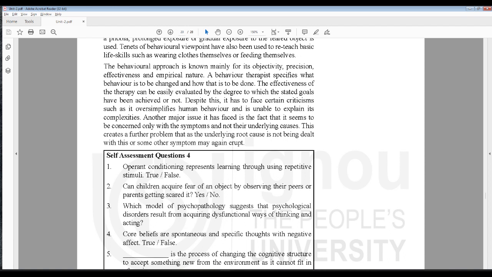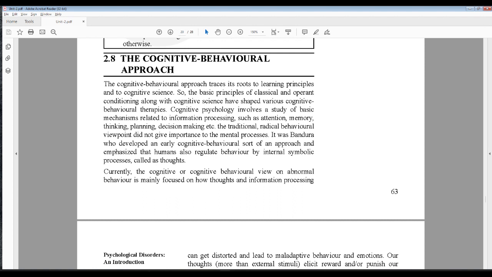This creates a further problem: as the underlying root cause is not being dealt with, this or some other symptom may again erupt. 2.8 The cognitive behavioral approach. The cognitive behavioral approach traces its roots to learning principles and to cognitive science. So, the basic principles of classical and operant conditioning along with cognitive science have shaped various cognitive behavioral therapies.